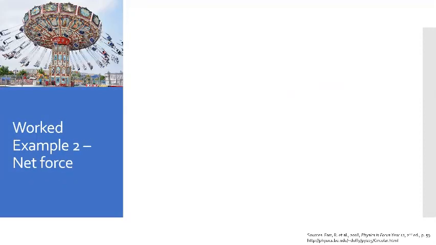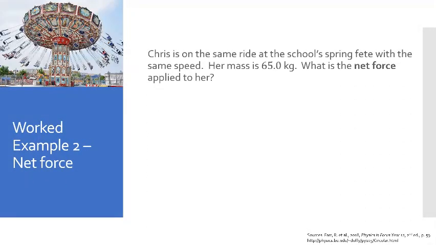Now in our second worked example, Chris is on the same ride at the same school's Spring Fete with the same speed. Her mass is 65 kilograms. And the question is, what is the net force applied to her? As with all calculation questions, the first step is data. We know v equals 10 meters per second from worked example 1. We know the radius is 3.5 meters. That hasn't changed. Her mass is given in this question as 65 kilograms. And we've already calculated that the centripetal acceleration is 28.6 meters per second squared.